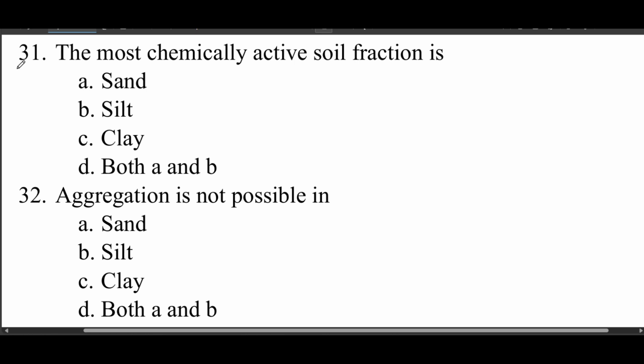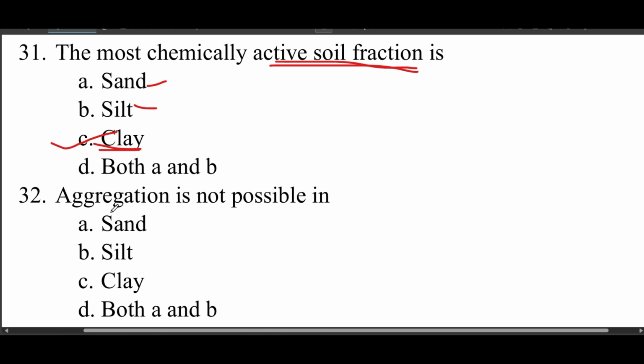Let's continue the questions. First question: the most chemically active soil fraction is: sand, silt, clay, or option A and B. Which is the most chemically active soil fraction? Option C is correct. It is clay. Clay will be the most chemically active soil fraction because of many properties like its size, surface charge, cohesion, and adhesion. Clay has these different properties, but they are not present in sand and silt. So this makes clay an active soil fraction.